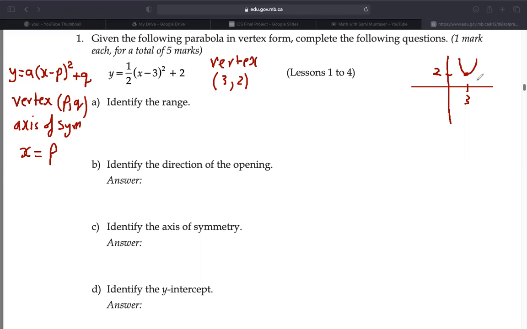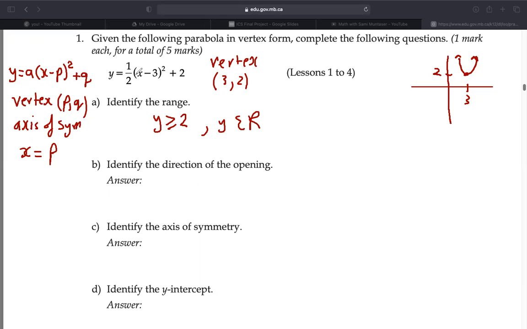Now the range. Because you're scanning on the Y, nothing happens till you hit 2. If you imagine you have a scanner, once you hit 2, your scanner starts beeping all the way, because this is going forever to infinity. Therefore, your range is Y is greater than or equal to 2, where Y is a member of all the real numbers.